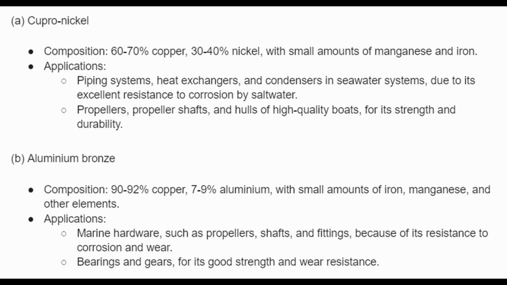Aluminium bronze composition: 90 to 92% copper, 7 to 9% aluminium, with small amounts of iron, manganese, and other elements. Applications: marine hardware, such as propellers, shafts, and fittings, because of its resistance to corrosion and wear. Bearings and gears for its good strength and wear resistance.